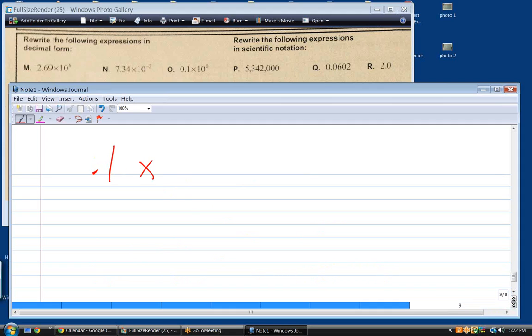What's 0.1 times 10 to the 0? Wouldn't that just be 1? Well, 10 to the 0 is 1. So it becomes 0.1 times 1. Anything times 1 is equal to what? Itself, so it's 0.1.